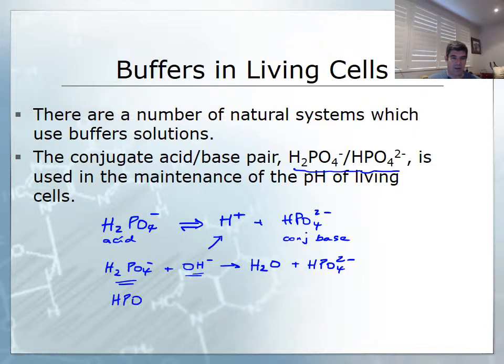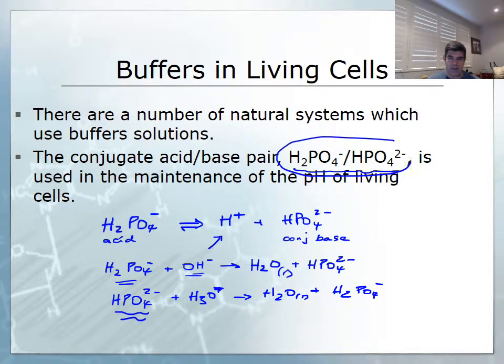HPO4 2- will combine with a source of hydrogen ions to likewise give us water in liquid form and the H2PO4- ion. So what we've shown is that in each case, one part of this buffer system is going to resist the addition of a base, and one part is going to resist the addition of an acid, and on each side of these equations you can see both species that are part of our buffer system.